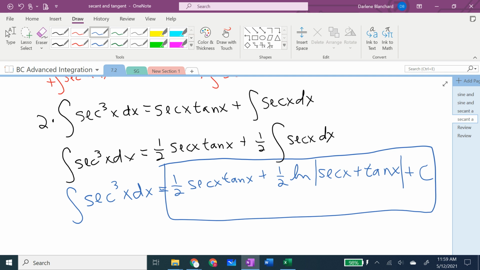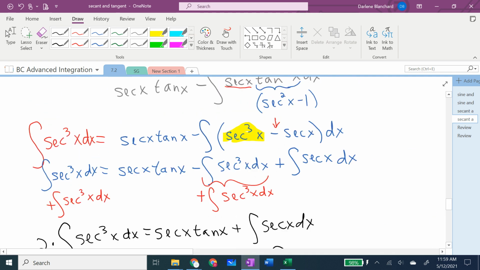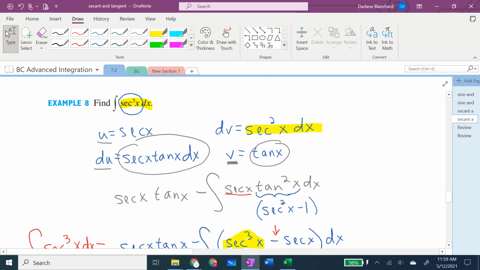So I will be very cautious about when secant cubed comes out. I'm never going to throw it on a test for you. I want you to remember, though, that you need to turn it into integration by parts. And just remember the beginning of that, because that's useful to just have in your repertoire.